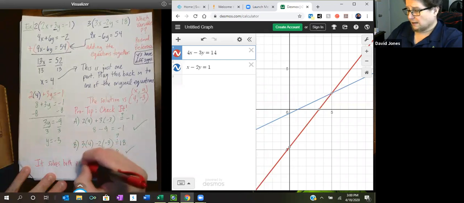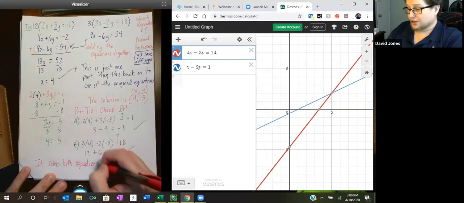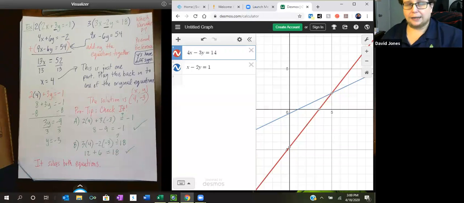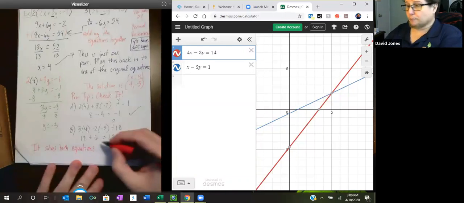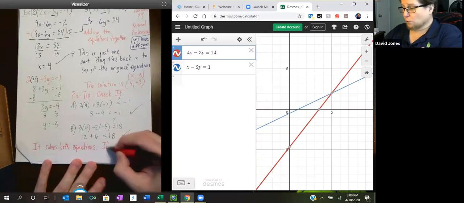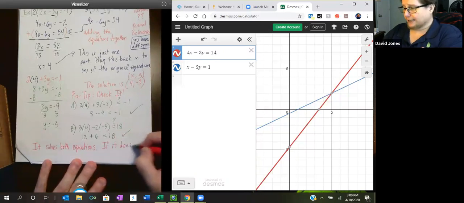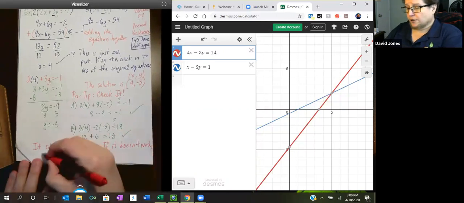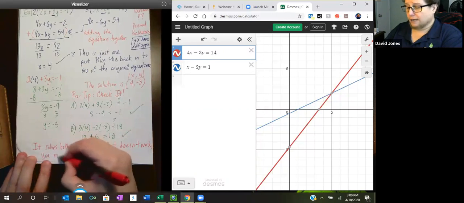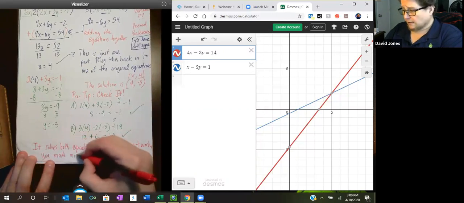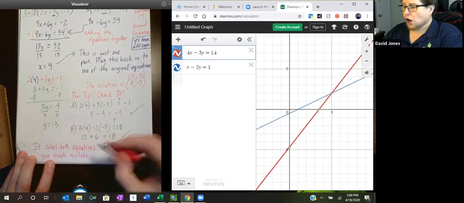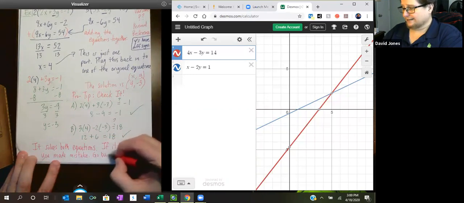And did you see how easy it was to check? You just plug it in and see if it gives you a true statement. If it doesn't give you a true statement, your answer is wrong. That's important. If it doesn't work, your answer is wrong. Don't force it. You erred somewhere or you made a mistake. Go back and find it.